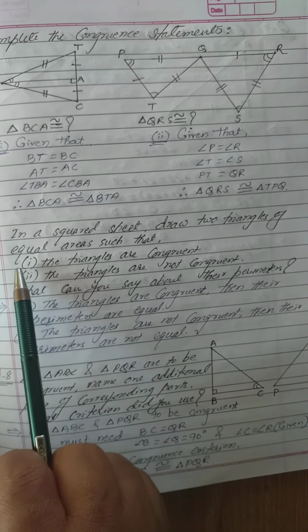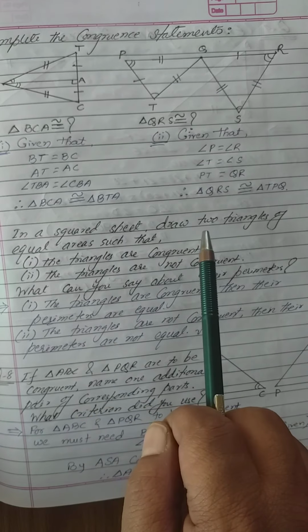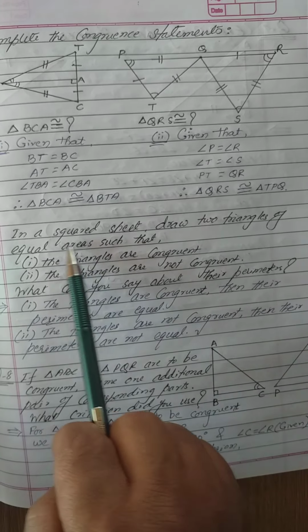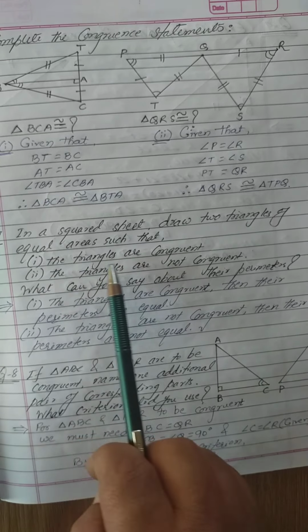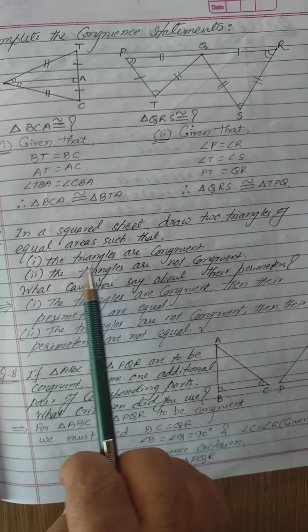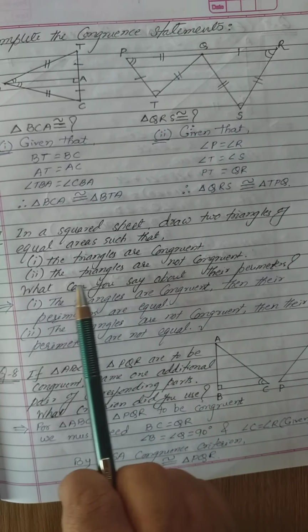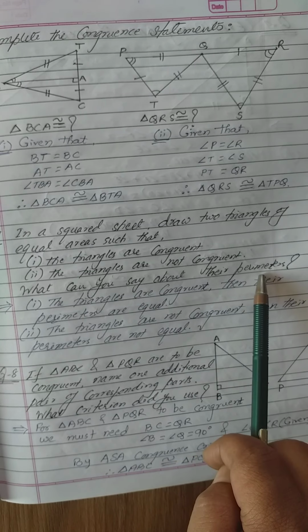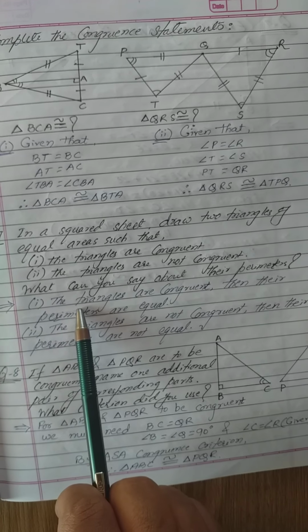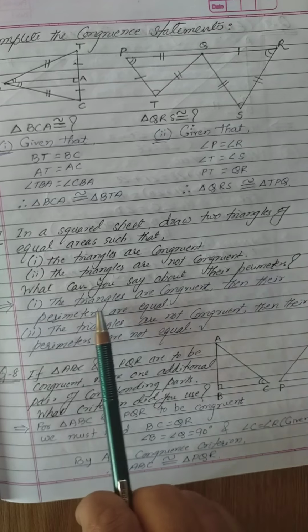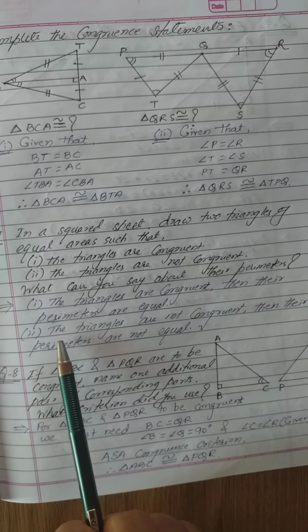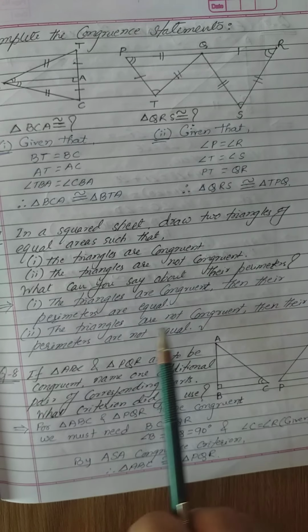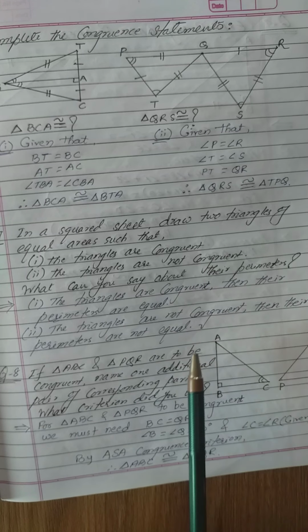Question number 7. In a squared sheet, draw two triangles of equal area such that the triangles are congruent and the triangles are not congruent. What can you say about their perimeter? In the first one, the triangles are congruent, then the perimeters are also equal. We know that. And if the triangles are not congruent, then the perimeters will not be equal.